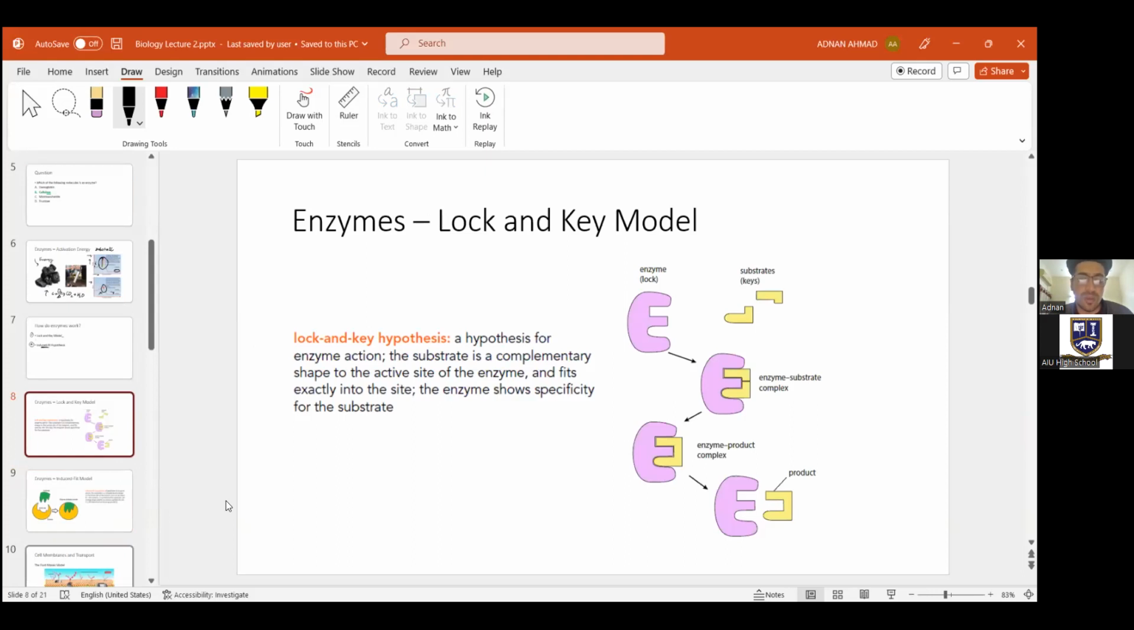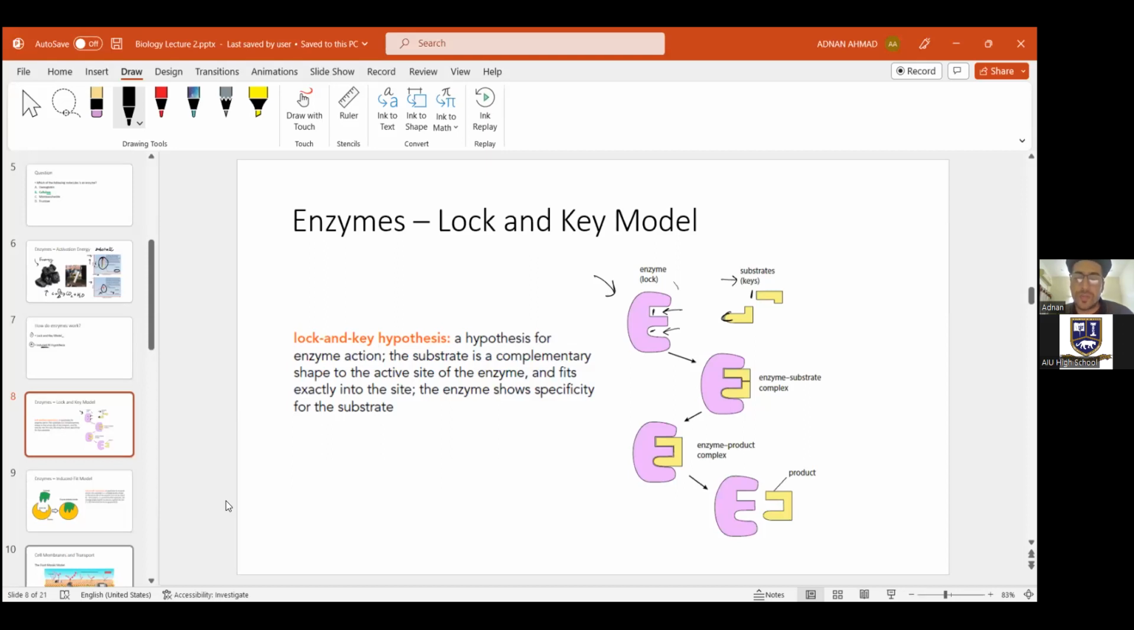The substrate is a complementary shape to the active site of the enzyme and fits exactly into the site. The enzyme shows specificity for the substrate. You can see here a picture of an enzyme molecule, and it has a lock-like structure inside it, and the substrates resemble the keys. This key, which has a round shape, can fit here, and this other key, which has a flat end, can fit here.